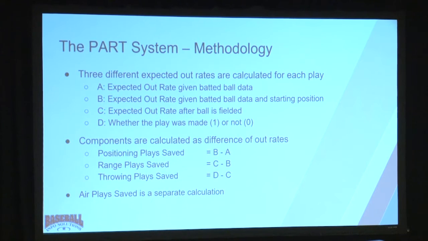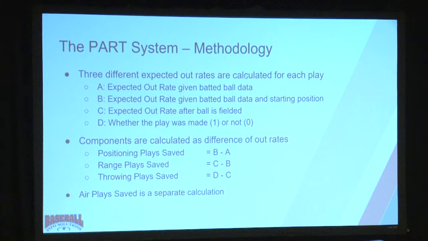You can see positioning play saved is equal to the difference between expected out rate B and expected out rate A, which you can see what each one is at the top. So A is just how likely was the ball to be an out, just given the ball and play characteristics, such as how hard it was hit, at what trajectory, what spray angle it was at, among other things. And then expected out rate B is all of that data, plus you include where the fielder or fielders were positioned on the play and how likely the play was being made given all that info. And then when you take the difference between those 2 out rates, you get how much credit the team saved or lost with its positioning, or the player saved or lost with its positioning.